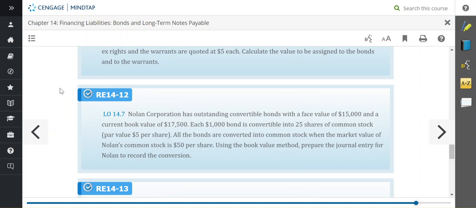In this example video, we're going to look at review exercise 14-12. It tells us that the Nolan Corporation has outstanding convertible bonds with a face value of $15,000 and a current book value of $17,500.